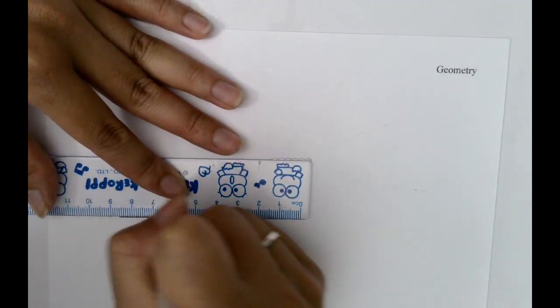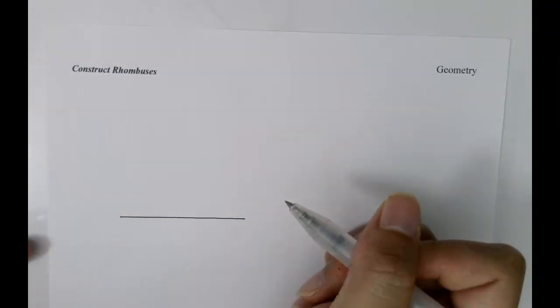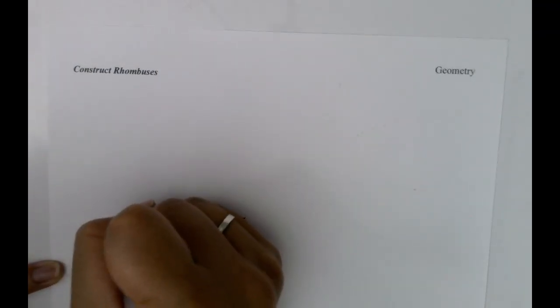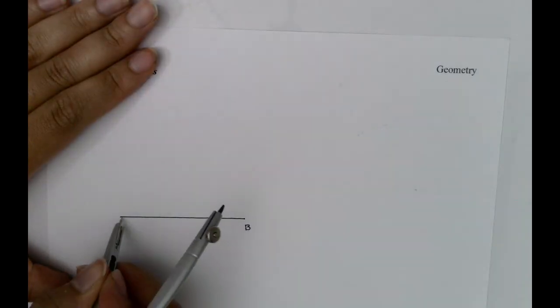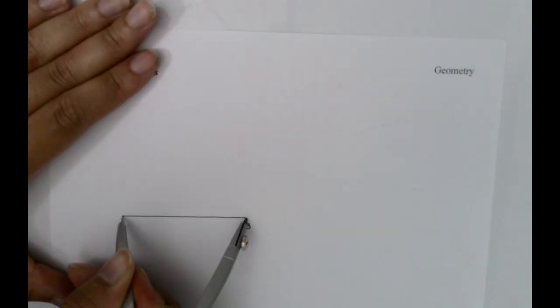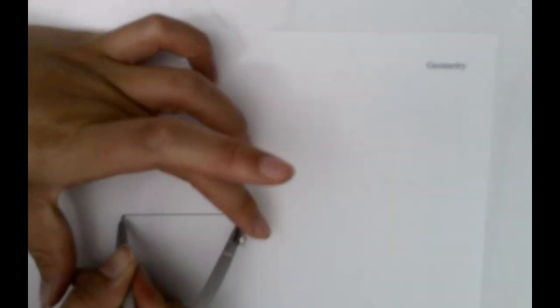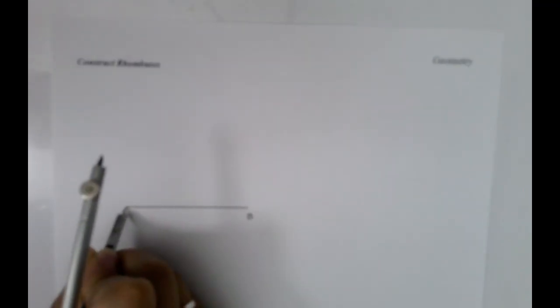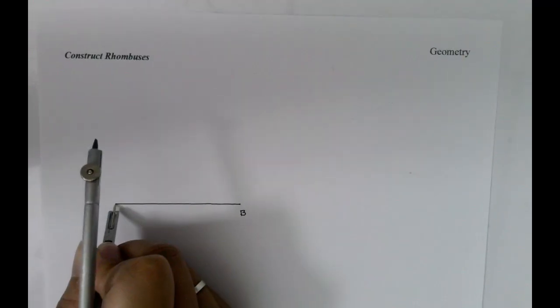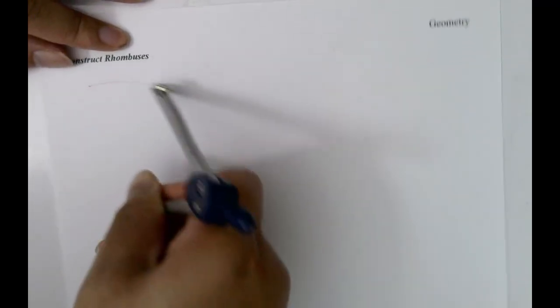So I'm going to draw it, and I just want it to be this long. A and B. Then I just need to find how far away the different points are from A and B. So I'm going to use my compass to measure how long AB is. And because all 4 sides of a rhombus are congruent, that's why I'm going to keep this measurement. So I'm going to make a mark.